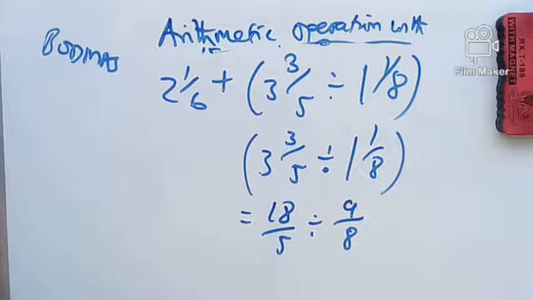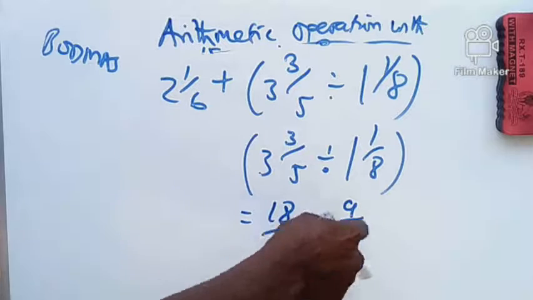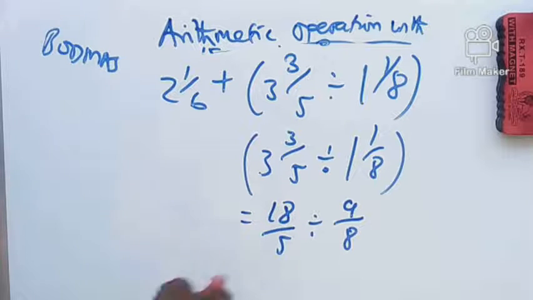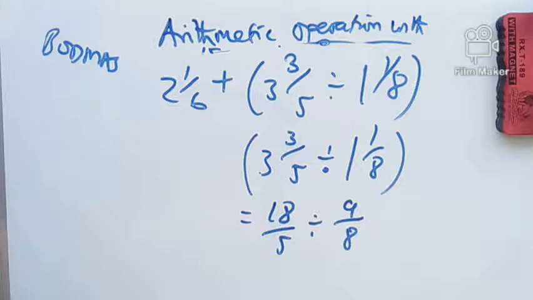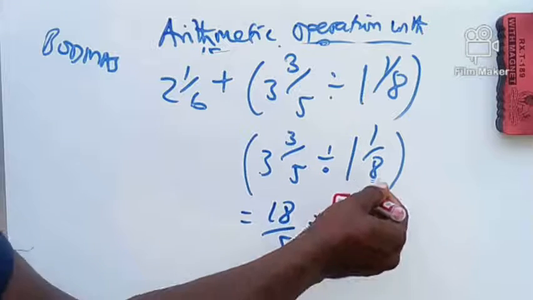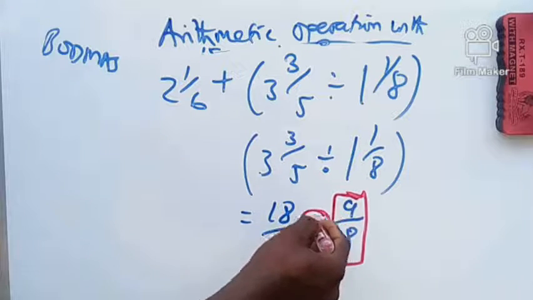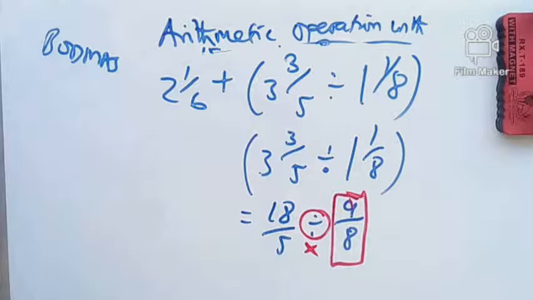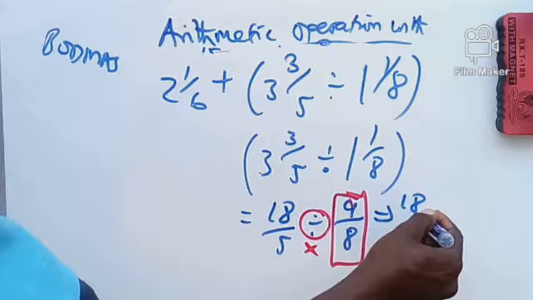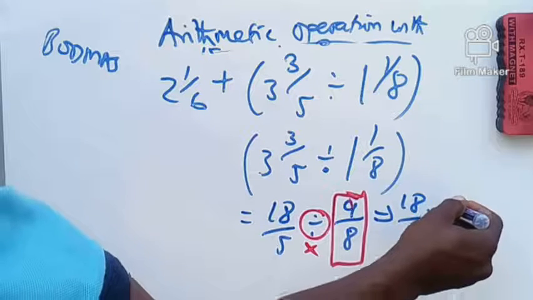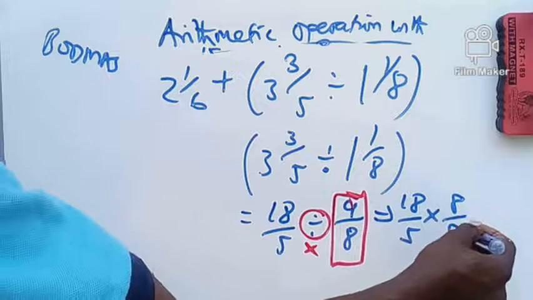The next stage is to do what? Is to simplify. So let's divide this by this. Remember what I told you. To divide two fractions, you simply convert the division sign to multiplication sign. And when you do that, this number here will interchange their position. So when you change this to multiplication sign, that interchanges its position. So let's do that. So when we have that this is 18 over 5 multiplied by 8 over 9.